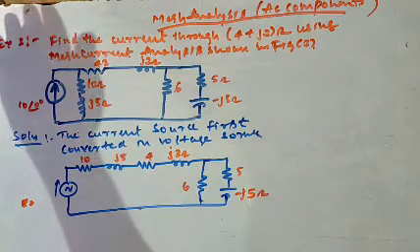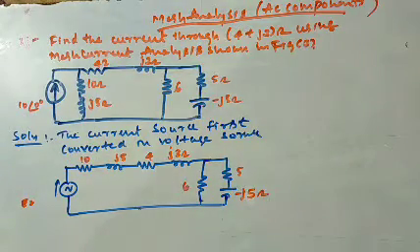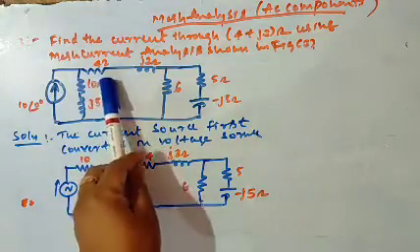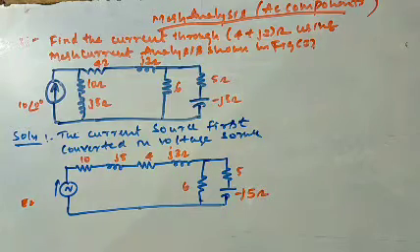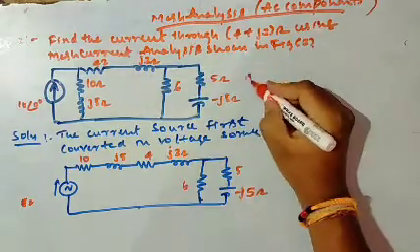Okay, this is example number 3 on mesh analysis for AC components. The question asked is to find the current through 4 plus J3 ohm. This is the 4 and J3 ohm in series combination. So for 4 plus J3 ohm, the current has to be found. This is figure number 3.